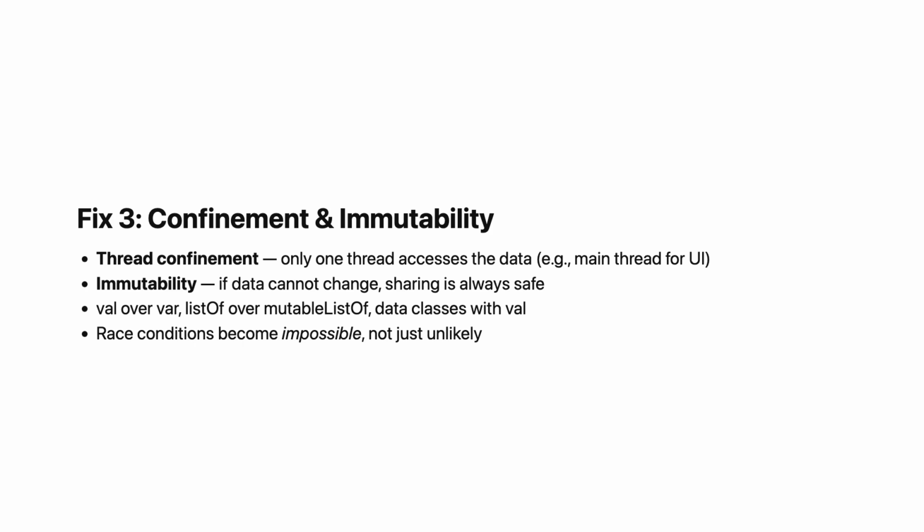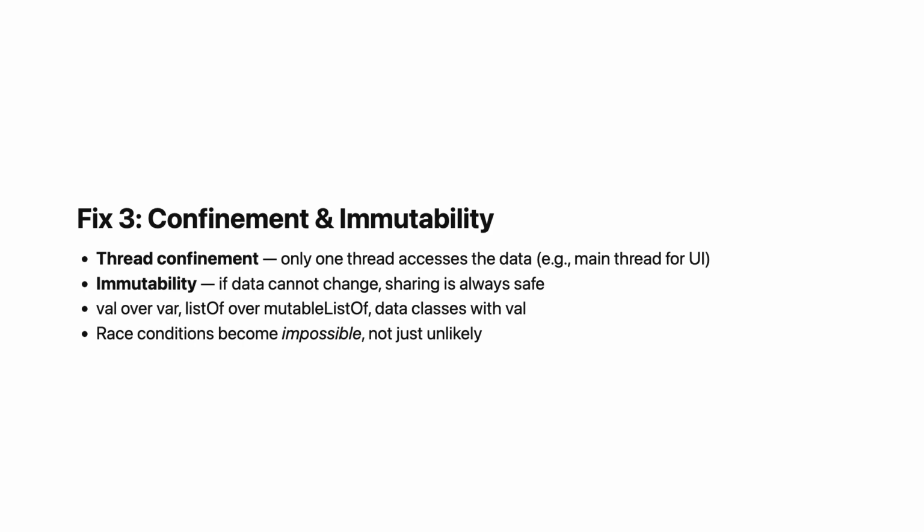The third approach is to avoid shared mutable state entirely. If only one thread ever accesses a variable, there is no race condition. This is called thread confinement. In Android, the pattern of updating UI state only on the main thread is thread confinement. StateFlow and LiveData enforce this by dispatching updates to the main thread. Coroutines make confinement natural. You can confine mutable state to a single coroutine and use channels or flows to communicate with other coroutines.